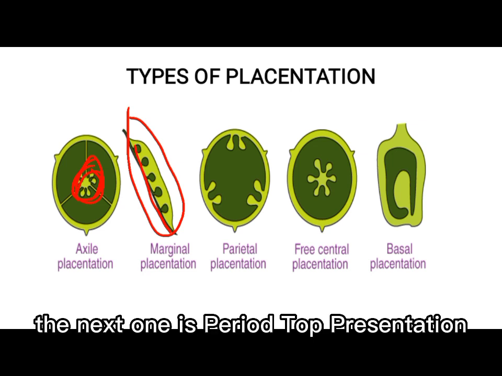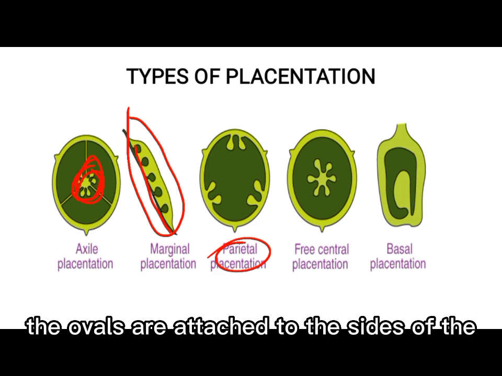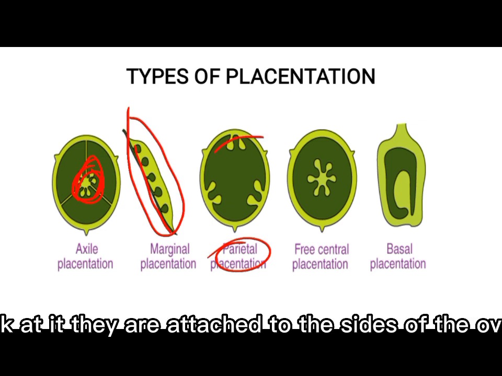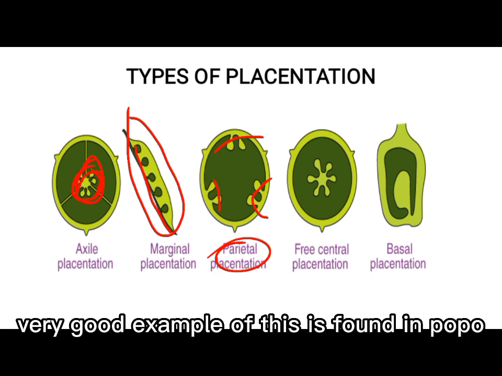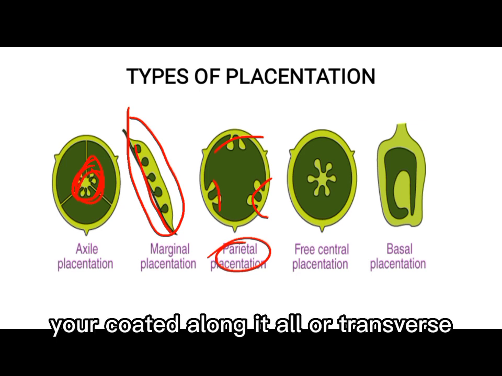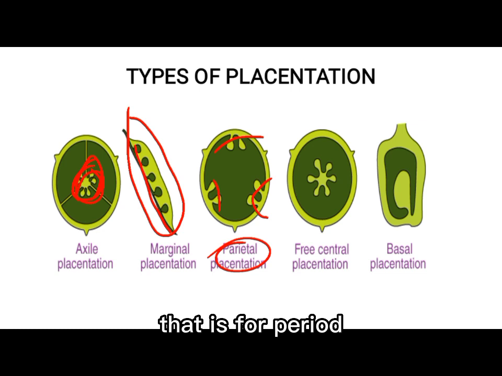The next one is parietal placentation. When you say parietal placentation, the ovules are attached to the sides of the syncarpous ovary. Look at it. They are attached to the sides of the ovary. A very good example of this is found in pawpaw, Carica papaya. When you cut pawpaw along either longitudinal or transverse, you will see the seeds attached on the walls. That is for parietal.